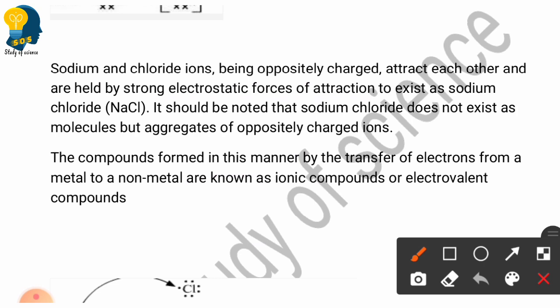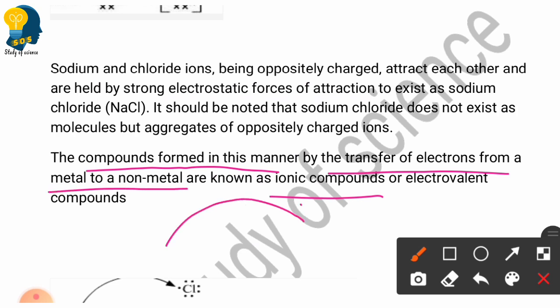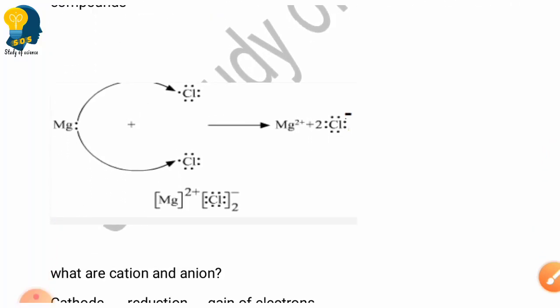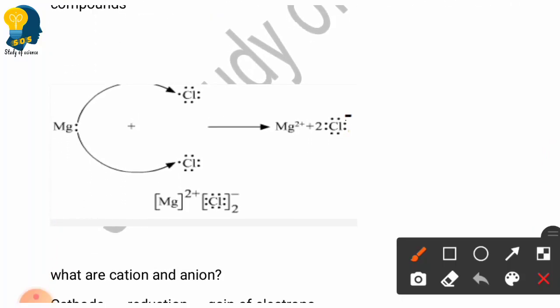And I also told what is the definition for ionic compounds. They are the compounds which are formed by the transfer of electrons from a metal to a non-metal. Metal loses and non-metal gains, electron transfer is happening. So through this, what kind of bond is formed? Ionic bond is formed, and such compounds are called ionic compounds. Clear?